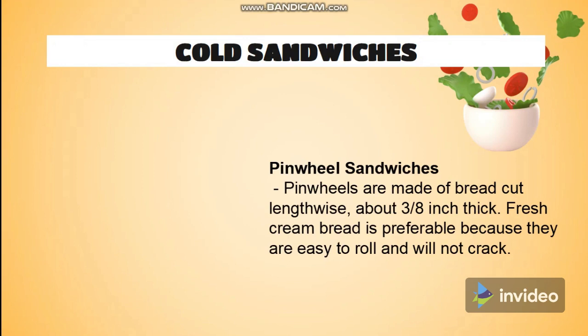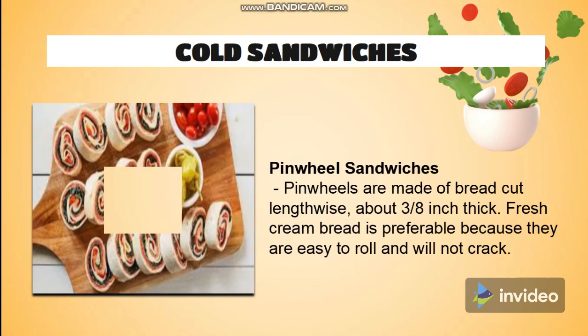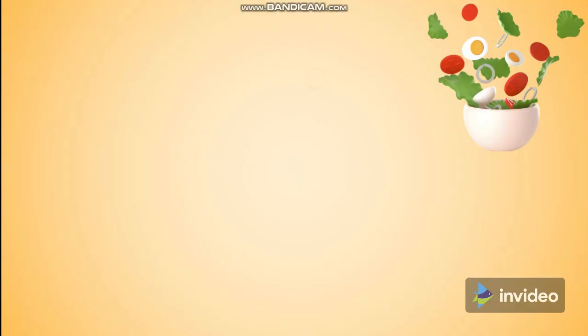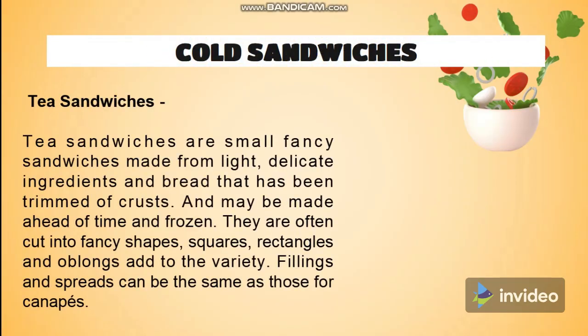Pinwheel sandwiches. Pinwheels are made of bread cut lengthwise, about 3.5-inch thick. Fresh cream bread is preferable because it is easy to roll and will not crack. Tea sandwiches. Tea sandwiches are small fancy sandwiches made from light, delicate ingredients and bread that has been trimmed or crushed, and may be made ahead of time and frozen. They are often cut into fancy shapes, squares, rectangles, and oblongs, to add variety. Fillings and spreads can be the same as those for canapes.